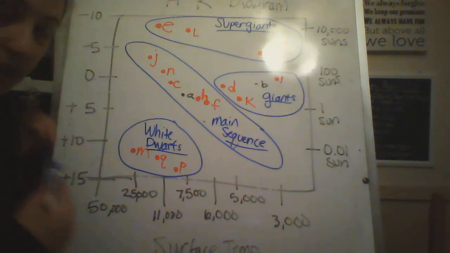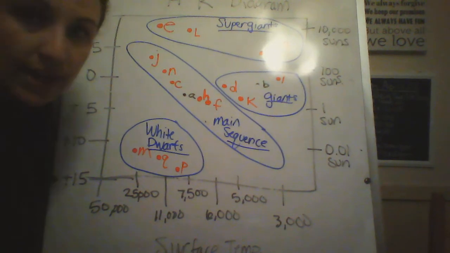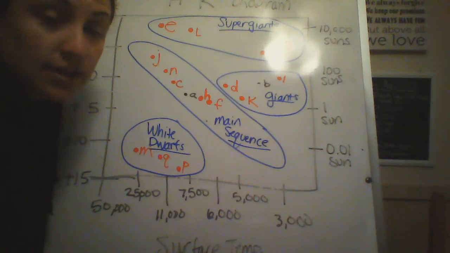How do stars begin? What happens over the course of their life? And what happens when their life comes to a close?